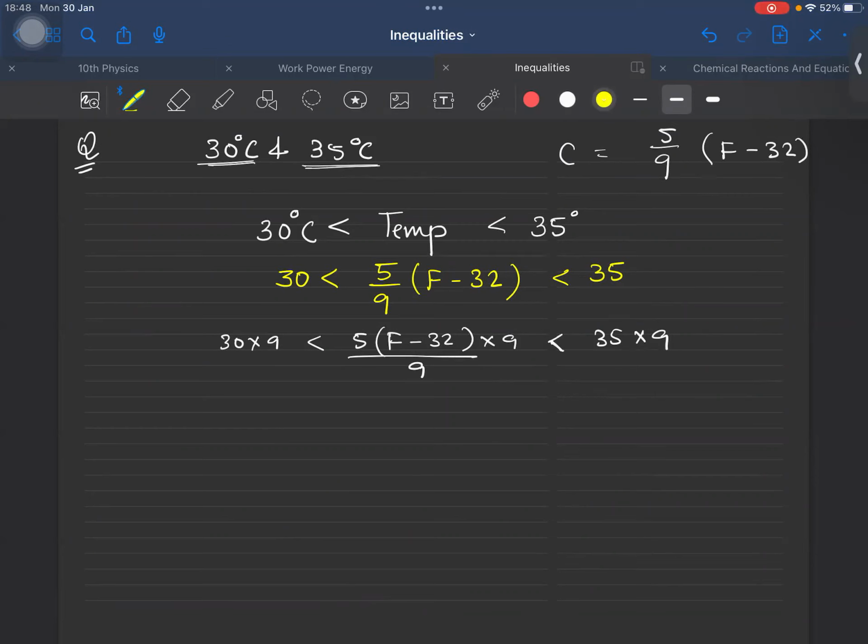Now this will be 30 into 9, so this will be 270, right? 270 should be lesser than 5 into (F - 32), which should be lesser than 35 into 9. How much is that? Anyone please tell me?